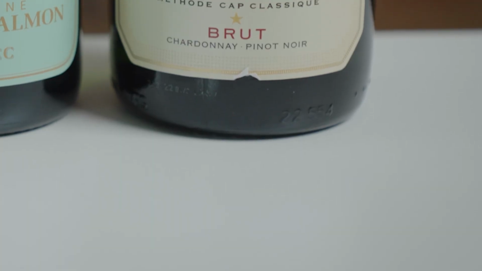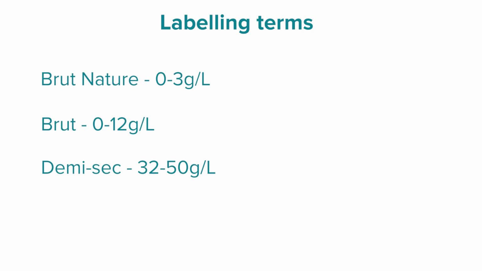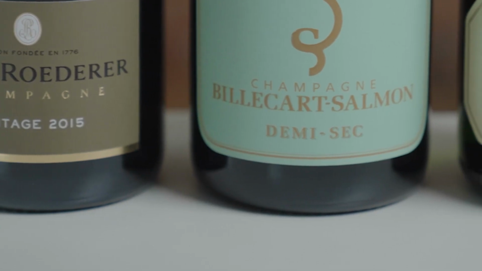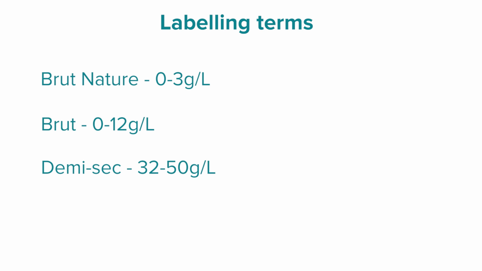We then have different labelling terms which can reflect the level of sweetness in the wine. Many sparkling wines are labelled brut, which would mean we have between 0 and 12 grams per litre of sugar. A wine labelled demi-sec would have more sugar added to get to between 32 and 50 grams per litre of sugar. In some cases, wines are even drier. A wine labelled brut nature would be between 0 and 3 grams per litre of sugar. And in that example, a dosage would not be added, it would just be any sugar that is remaining after the end of the second fermentation.